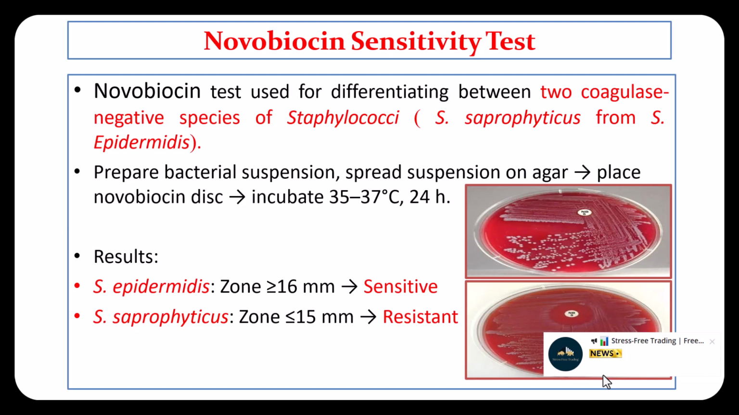While if there is no zone of inhibition around the disc or the zone is less than or equal to 15 millimeters, it indicates the resistance of the bacteria to this antibiotic. It means the bacteria have resistance against this antibiotic because there is no inhibition zone. The growth appears around the disc in a resistant bacteria, while in a sensitive bacteria there is no growth around the disc.